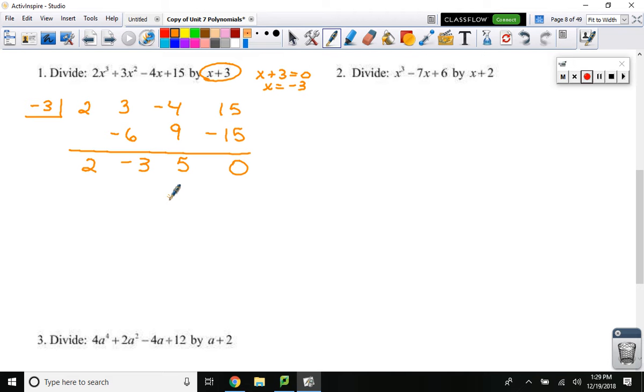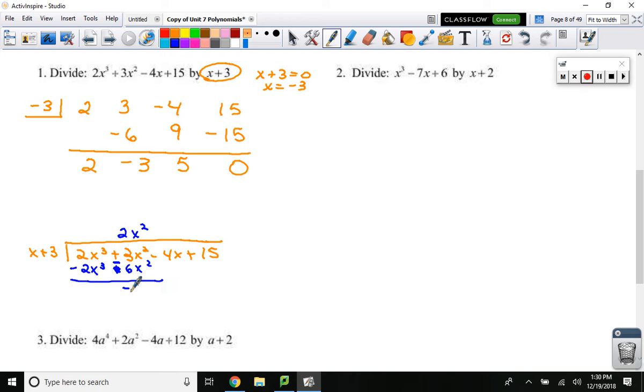Okay, so now watch. If we had done this last night, we would have set this up as 2x cubed plus 3x squared minus 4x plus 15, right? And we have to figure out what we're going to multiply x by to get 2x cubed. What's that going to be? 2x squared, right? So 2x squared would give me 2x cubed plus 6x squared. Agreed? We would then change the signs. Negative, negative. That would cancel for us, and this would become negative 3x squared.